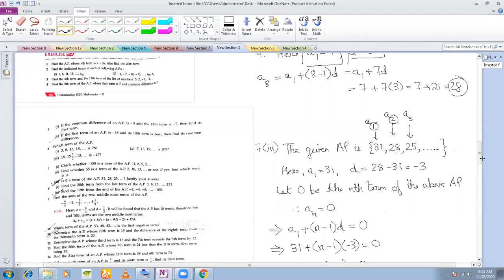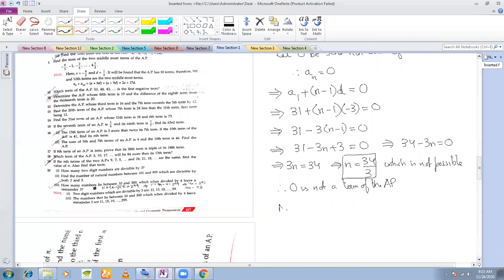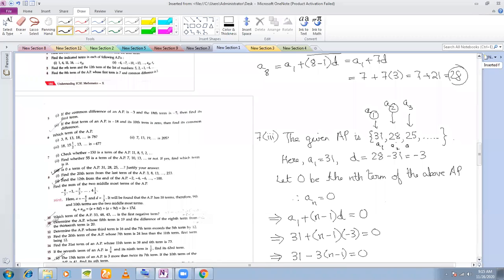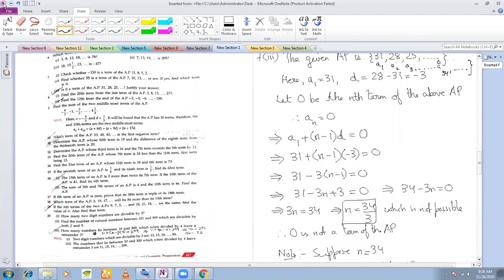Suppose we had got n as 34, then what would we have said? We would have said therefore a34, or the 34th term of the AP, is 0. 34th term means if you start from here, first term, second term, third term, and so on, continue, the 34th term of the AP will be 0. Understood? That is what it means. So very important problem. Please keep this in mind.